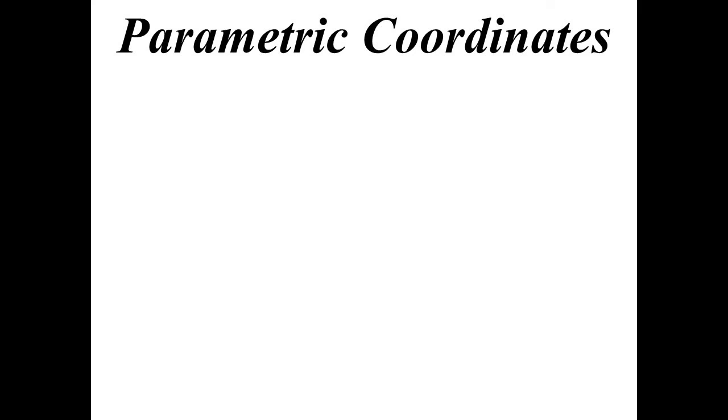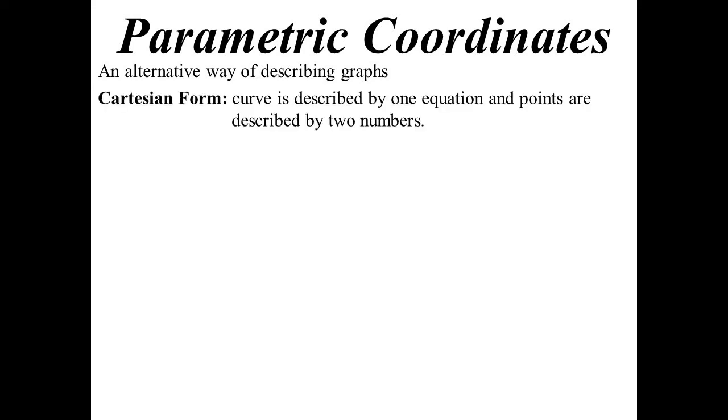Let's take a look at this idea of parametric coordinates. Now, parametric is just a different way of describing graphs. We're used to describing it, y equals x squared and things like that. So in Cartesian form, when we write it like that, we describe our curve with one equation, and the points are described by two numbers, an x value and a y value.